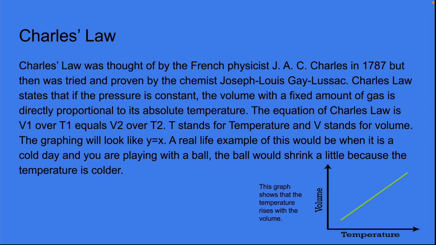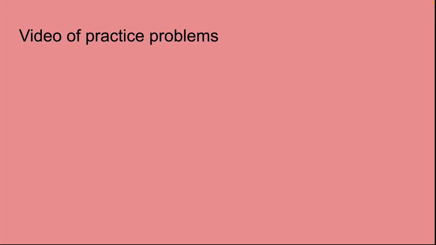The graph will look like Y equals X. A real-life example of this would be when it's a cold day and you are playing with a ball. The ball would shrink a little because the temperature is colder.